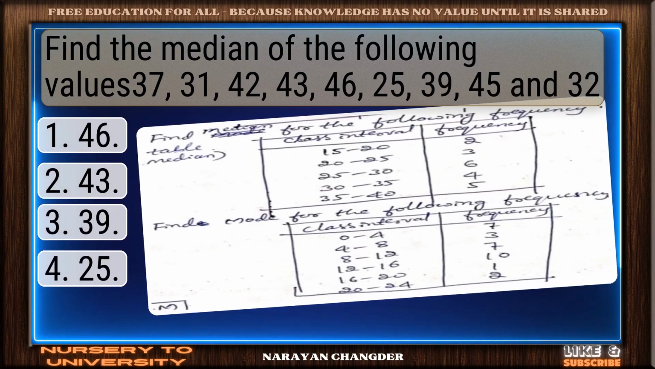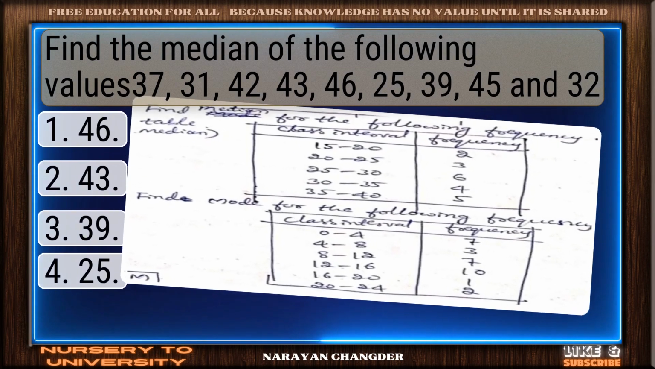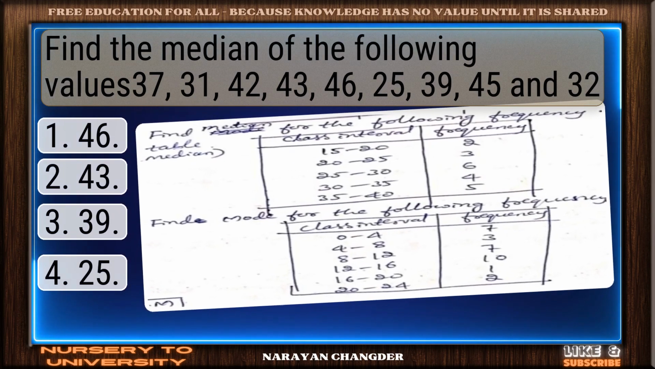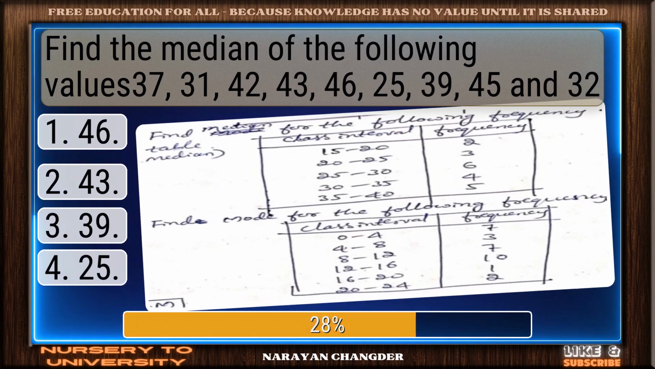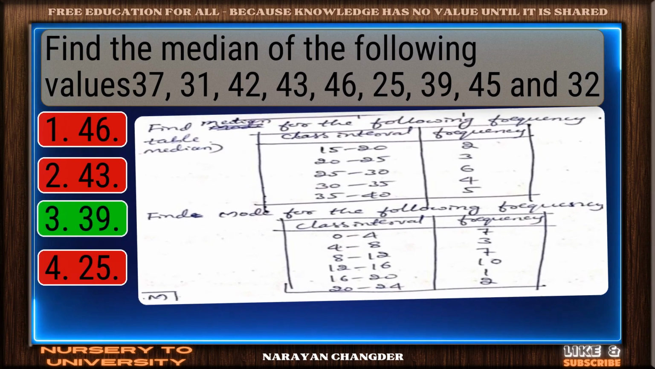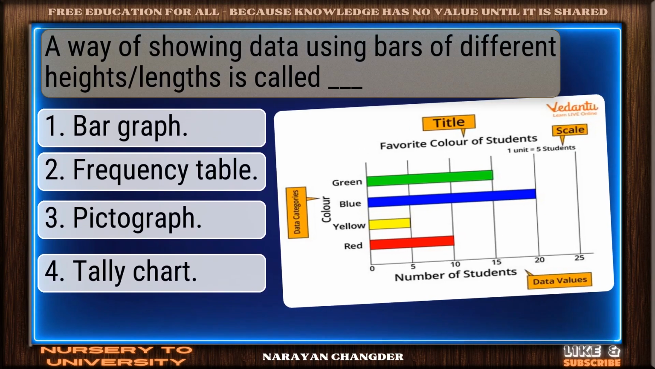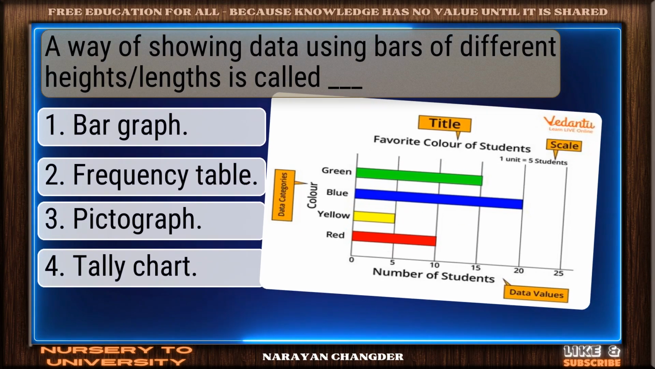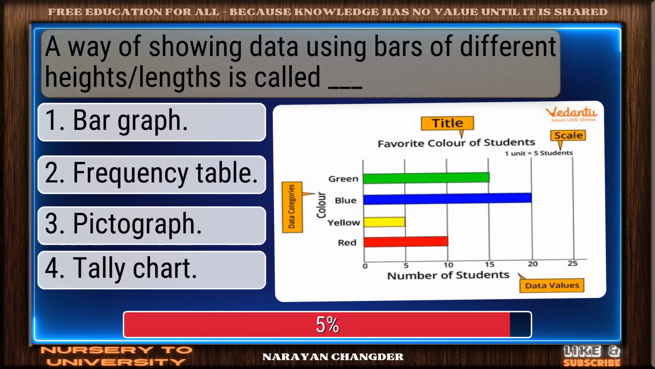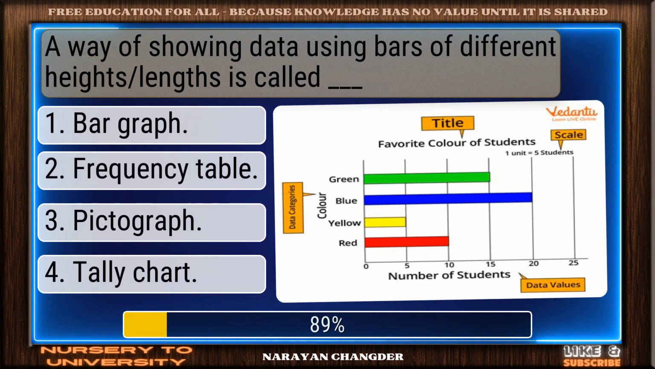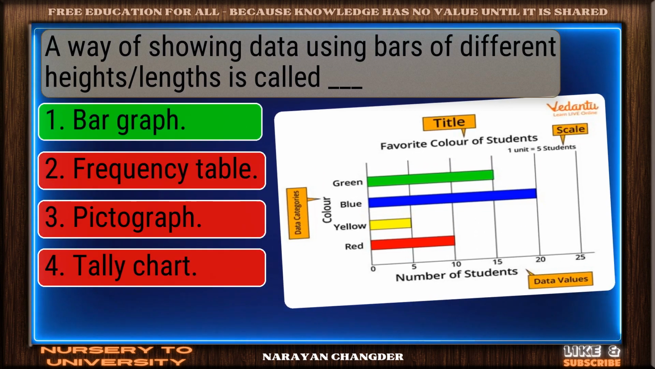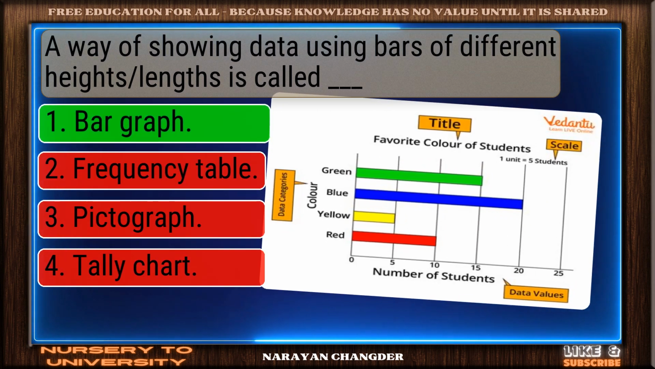Find the median of the following values 37, 31, 42, 43, 46, 25, 39, 45, and 32. Correct. 39 is spot on. A way of showing data using bars of different heights or lengths is called dash. Correct response. Bar graph is accurate.